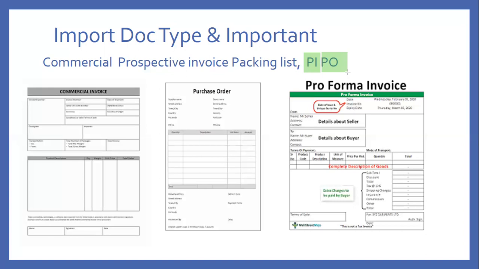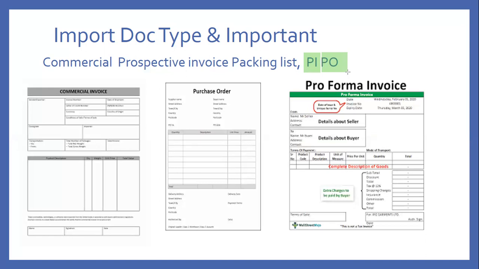The importance of the commercial invoice is that when we export the goods and submit the proof of export to the bank, the bank sends this document to the buyer's bank, and the buyer's bank checks and verifies the details and sends the payment against the documents. It depends on the terms and conditions agreed in the contract.